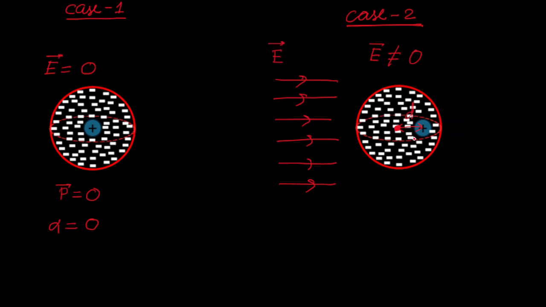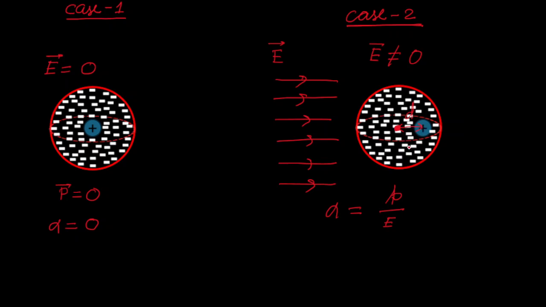So if we divide this induced dipole moment by this electric field, we'll get the value of alpha. Okay. And one thing is also written in the question: this electric field is much smaller than the binding electric field of this atom.